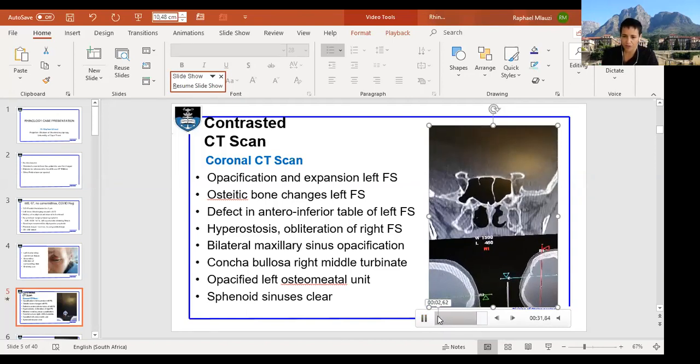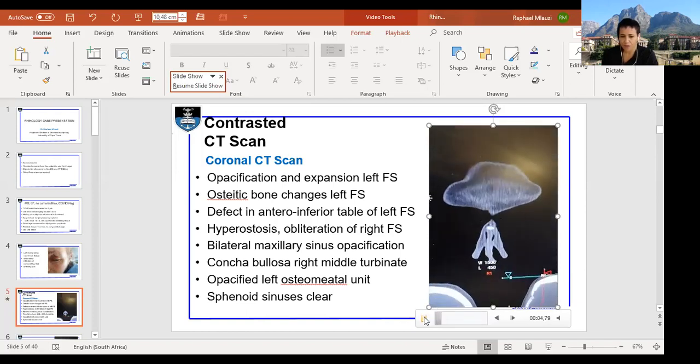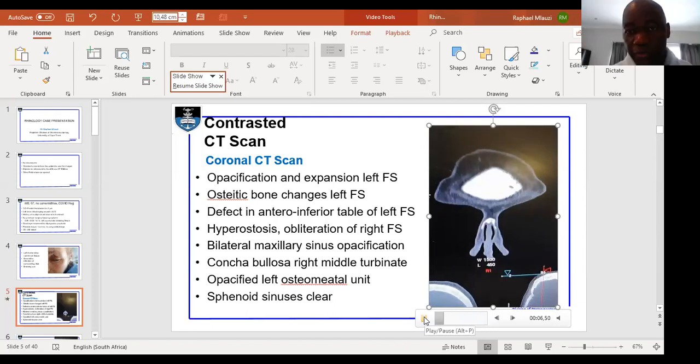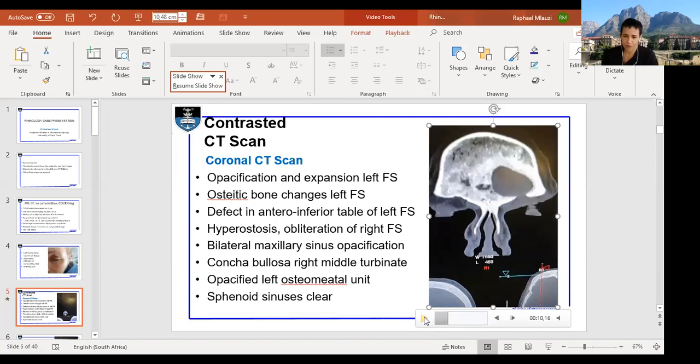So just show us the frontal sinus. Just stop at the initial slice. Okay, so go a little bit further back. Yeah, stop one further back. So you can see that tremendous thick bone.